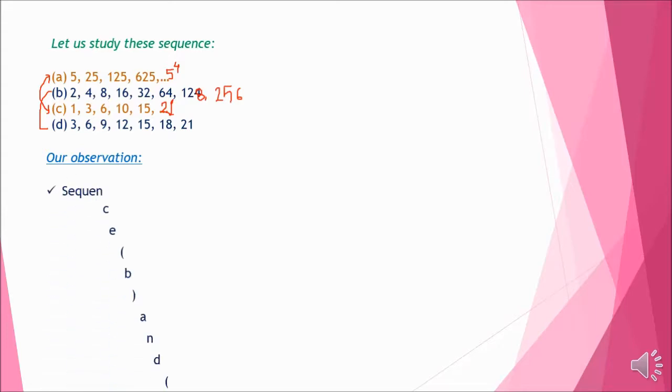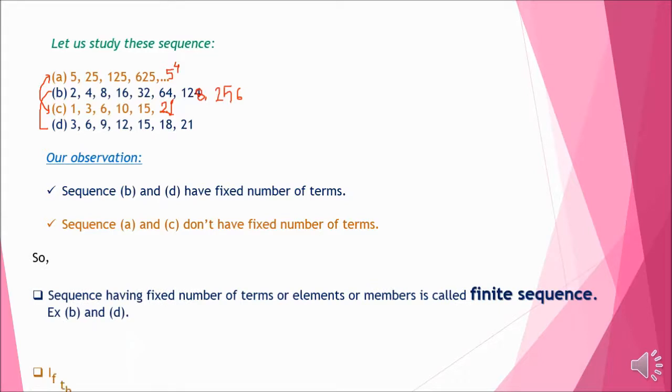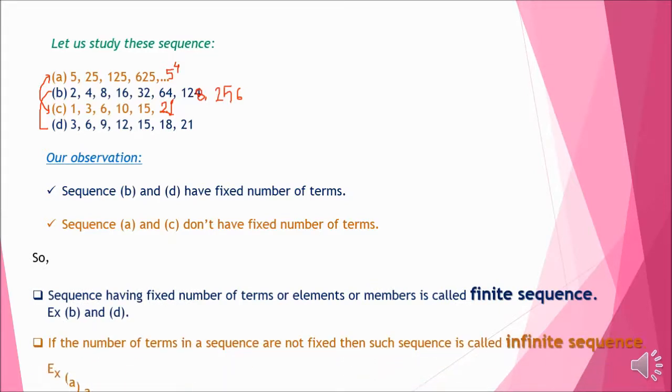And what does it mean? Our observation: sequences B and D have a fixed number of terms. Yes, correct. And sequences A and C do not have a fixed number of terms. So a sequence having a fixed number of terms or elements or members is called a finite sequence.